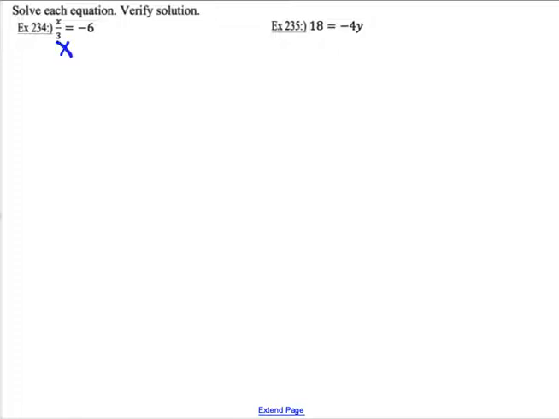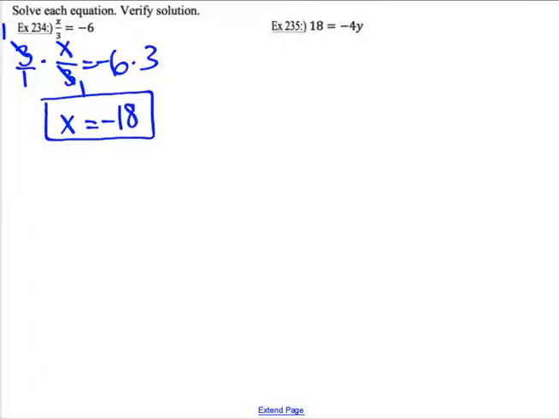Alright, so the original equation, I'm going to just copy it down because I don't really have a whole lot of room to work it out there. We're dealing with a fraction here, so we're going to want to use multiplication. This is just x divided by 3. We undo a divide by 3 with a multiply by 3. You'll notice that since I'm dealing with fractions, I'm going to put it over 1. The 3 on top and bottom reduce. I just get 1x. Negative 6 times 3 is negative 18. I get an answer, x equals negative 18.